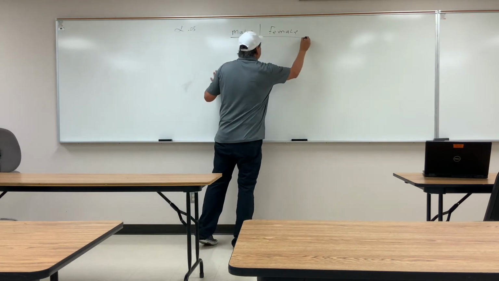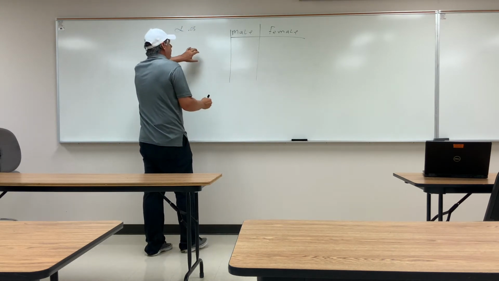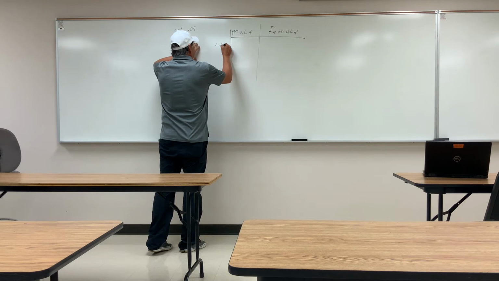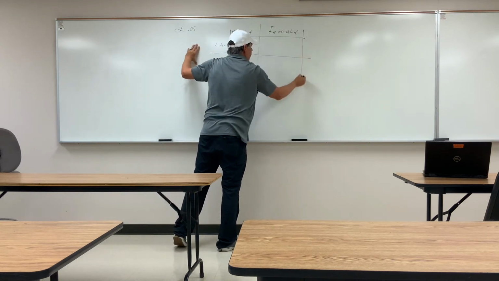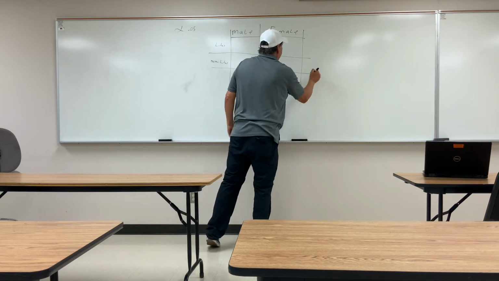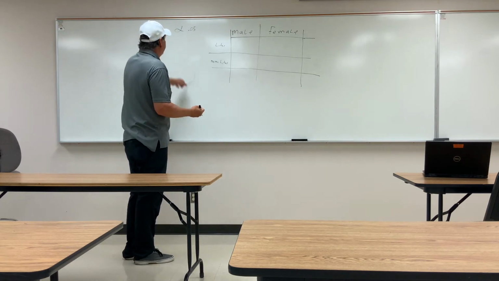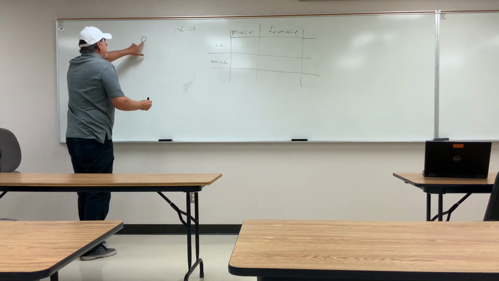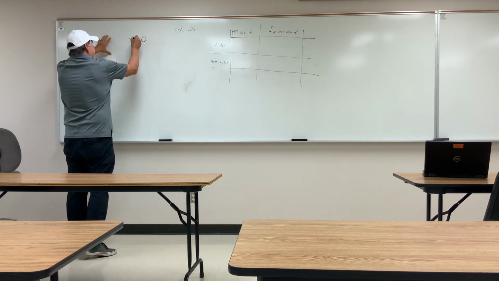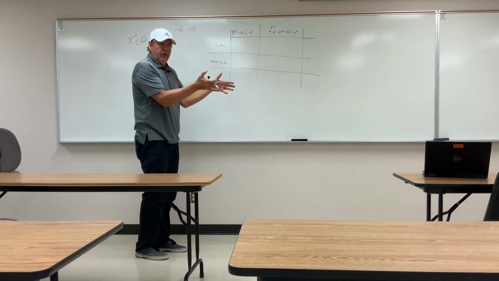I've got males and females, and then I've got another category here. I'm going to put litter and non-litter. So those are my rows, those are my columns. Now, all I need to do is plug data into these columns. Remember, with a chi-square, I'm going to have observed. So my observed values are going to be what I'm actually observing in the mall.